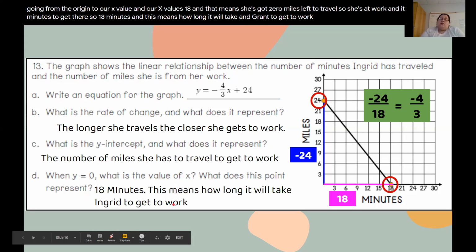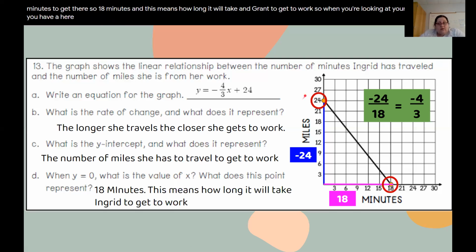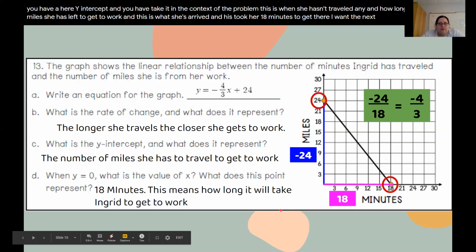So when you're looking at your intercepts, you have your y-intercept and you have an x-intercept. It's just taken in the context of the problem. This is when she hasn't traveled any and how many miles she has left to get to work. And this is when she's arrived, and took her 18 minutes to get there. And the next slide is going to go into that a little bit more.